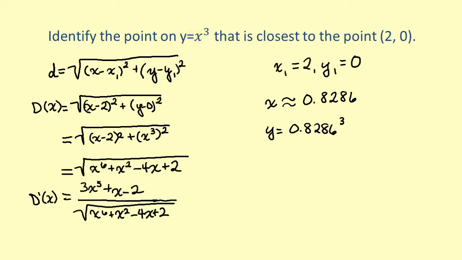Now substitute the value of x into the original function. Solving for y reveals an approximate value of 0.5687. Therefore, the function y equals x cubed is closest to the point (2, 0) at the point (0.8286, 0.5687).